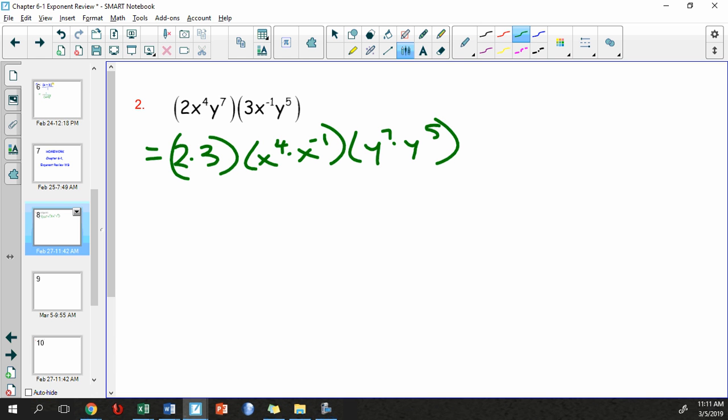Two times 3 is? What do I do with the exponents on my x's? Add them. So what is 4 plus negative 1? 3. Do we all understand that? So that's x cubed. What about 7 and 5? What do I do with those? To give you 12.